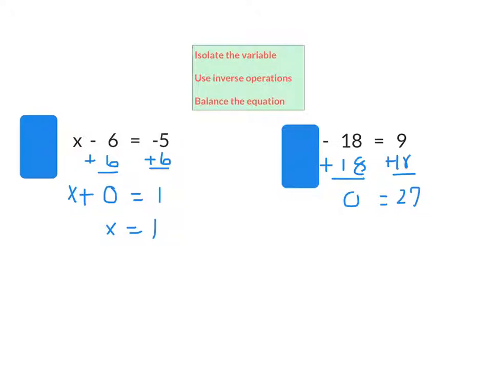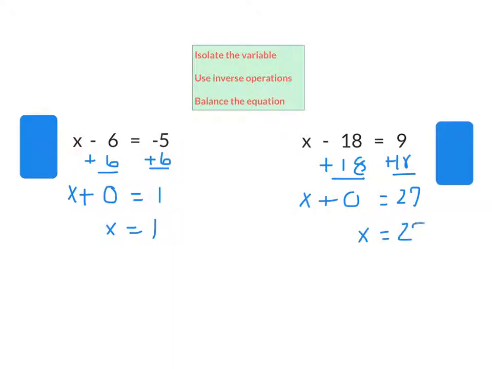Let's take the block out and show our variable again. And this time I'm just going to write x plus 0 equals 27. I'm going to drop that 0 because it serves no purpose in my equation, and my solution is x is equal to 27.